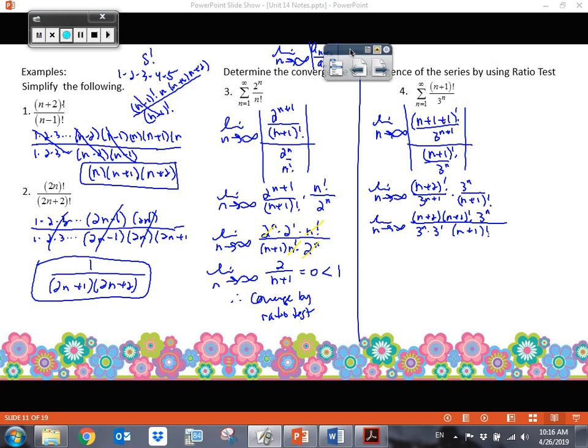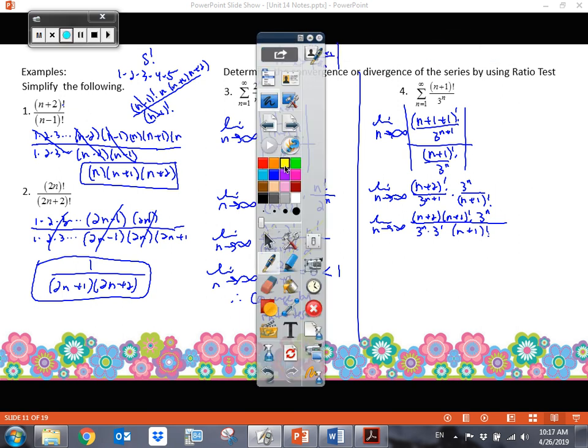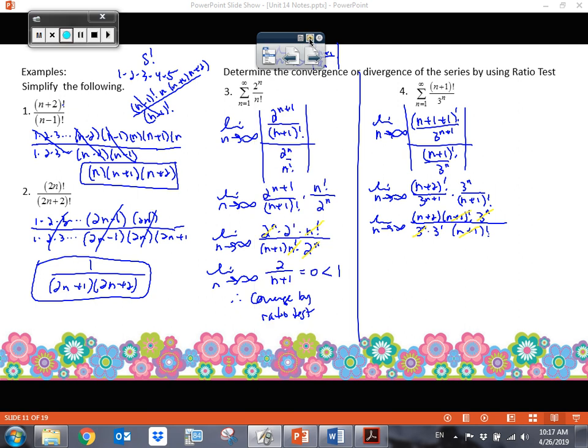Alright, so let's see what we can cancel. The 3 to the n's are going away, and the n plus 1 factorials are going away. Alright, so let's see what we have left. The limit as n goes to infinity of n plus 2 over 3. That's what we have left. As n grows without bound, what is going to happen to this quantity? It's going to go to infinity. I'm going to use an arrow. It's going to go to infinity. And I'm going to compare that, just like I did, to 1.